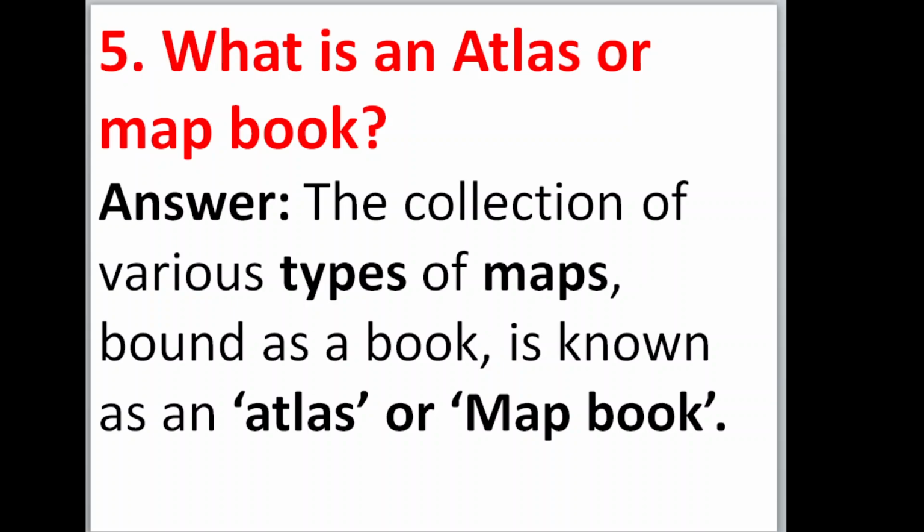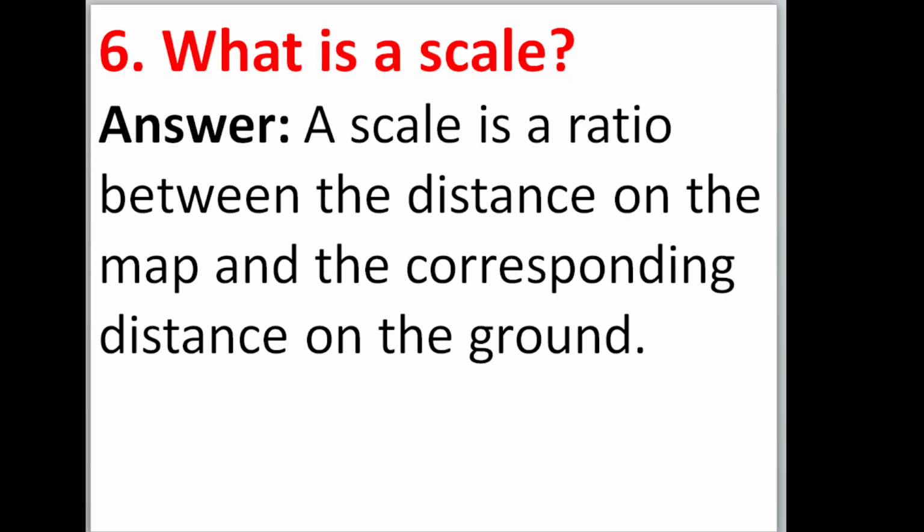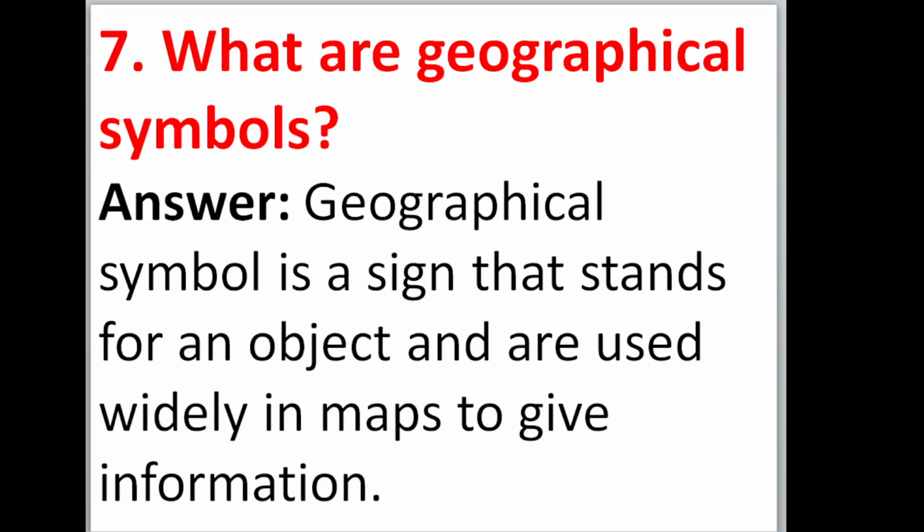What is an atlas or map book? Map book means the collection of various types of maps. Collection of different types of maps bound as a book is known as an atlas or map book. Now move to the next. What is a scale? On the map we mention the scale. A scale is a ratio between the distance on the map and the corresponding distance on the ground. Now move to the next.